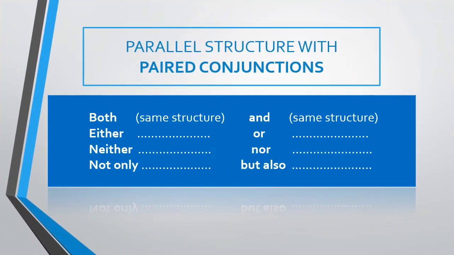The second one, parallel structure with paired conjunctions. The paired conjunctions are both and, either or, neither nor, not only but also. When there is a paired conjunction, the structure of the words, the phrases, or the clauses following the paired conjunction should be the same.